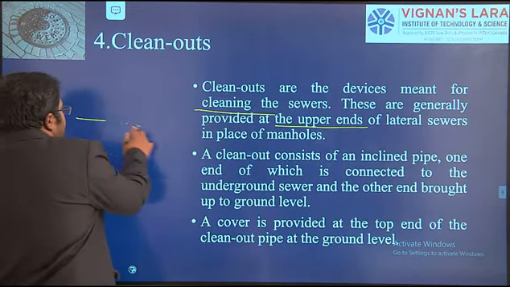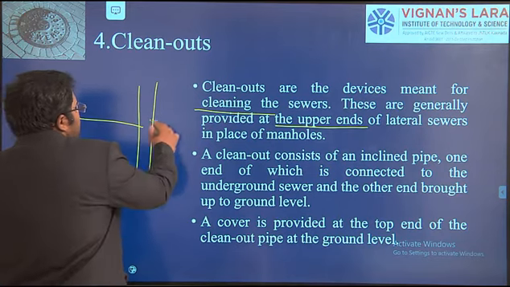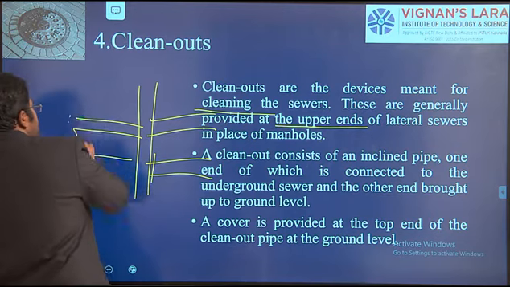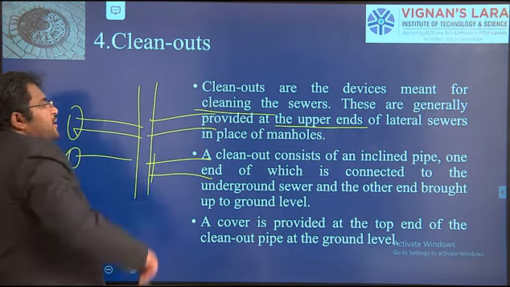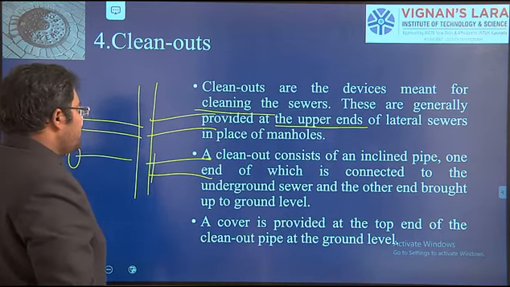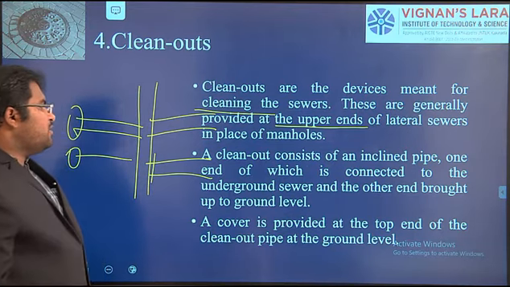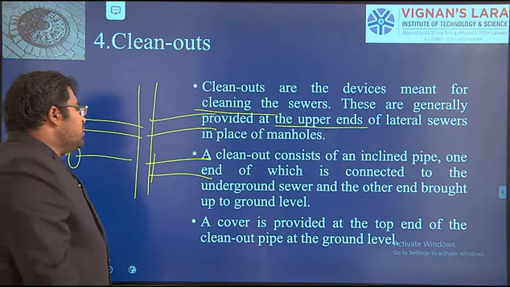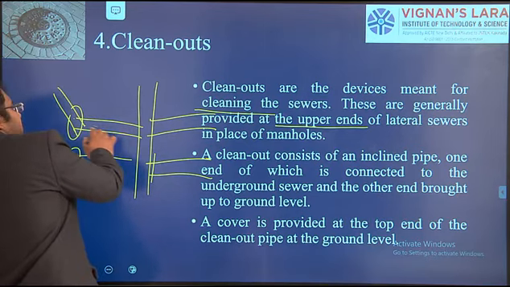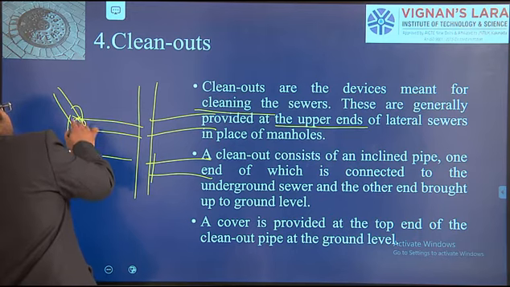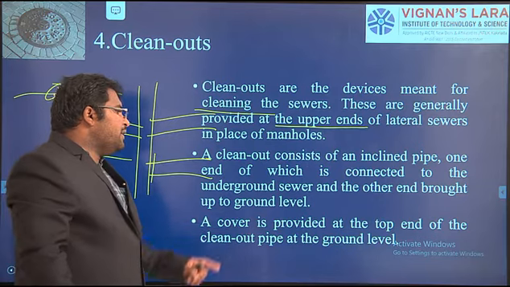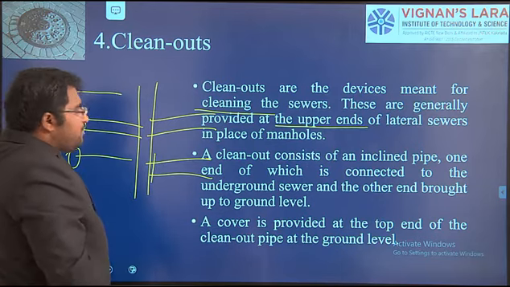If I take this as the main sewer, these are called the lateral sewers. At the upper portion, the starting stages of the lateral sewers, we will provide the clean outs. These consist of an inclined pipe with one end connected to the underground sewer and the other brought up to the ground level. It is an inclined one, like this. One end is connected to the sewer, another end is coming to the ground level. A cover is provided at the top of the clean out. A cover will be provided.